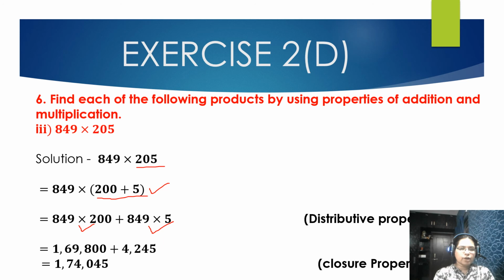Now 849 multiplied with 200 we get 1,69,800 plus 849 multiplied by 5 we get 4,245. Now 1,69,800 plus 4,245 equal to 1,74,045. Now we get 849 multiplied by 205 equal to 1,74,045.